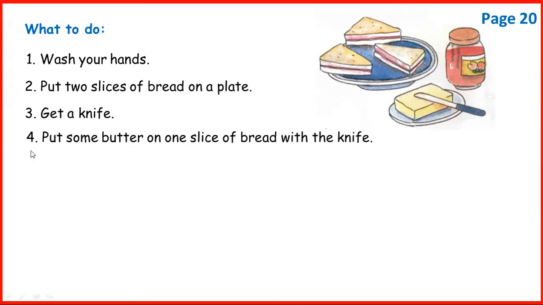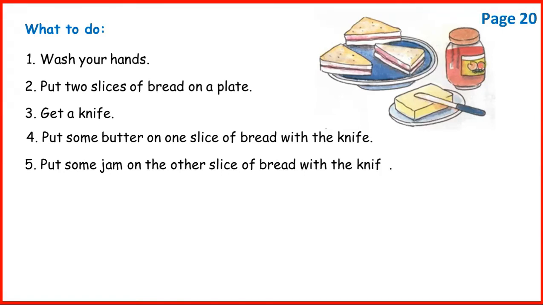Number 4, put some butter on 1 slice of bread with the knife. Yes, what should you do? You put some butter on 1 slice of bread with the knife. Okay, and number 5, put some jam on the other slice of bread with the knife. Okay, now you have jam. Yes, you have a jar of jam, so you put some jam on the other slice of bread with the knife.